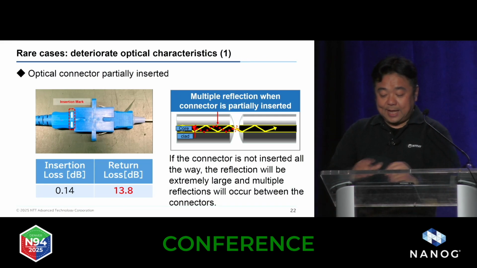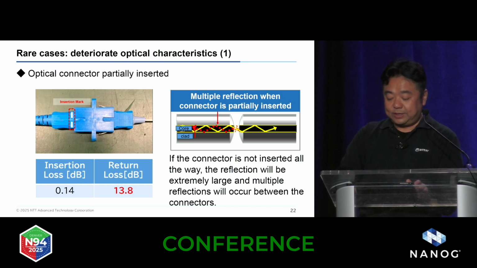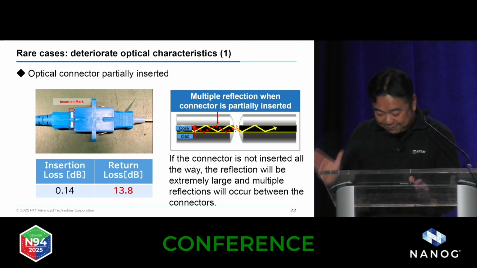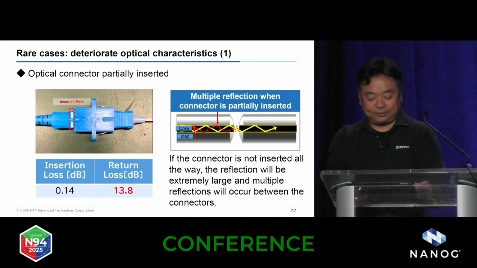The next one. I would like to introduce some special cases that are not caused by contamination. The first one is when the connector is partly inserted. If the connector is not inserted all the way, the reflection will be extremely large. As shown in the illustration on the right side, multiple reflection occurs in the air layer between the connector end faces, which amplifies optical power and generates return light. To prevent this, it is important to always hear and feel the click when inserting a connector.